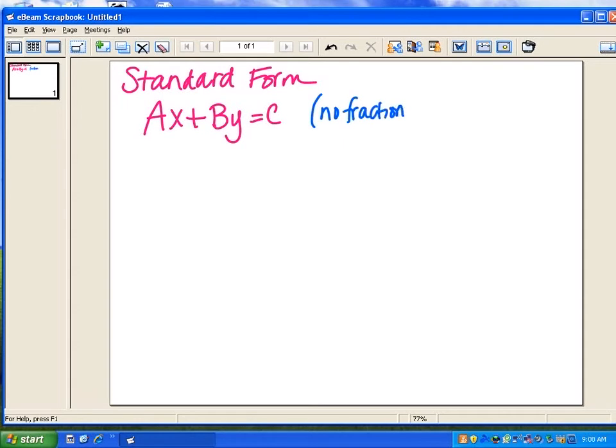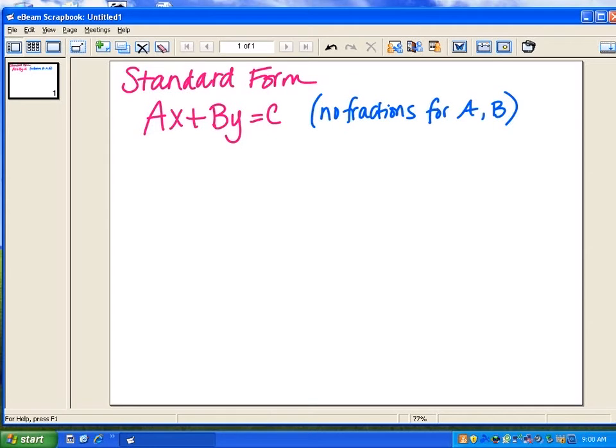Sometimes your c is a fraction. Okay, but the coefficient of your x and your y need to not be a fraction. So when we're converting something, if you end up with a fraction on the a or the b, you have to multiply to get rid of the fraction.